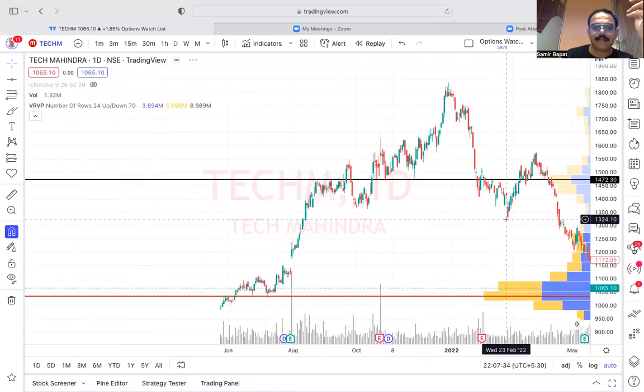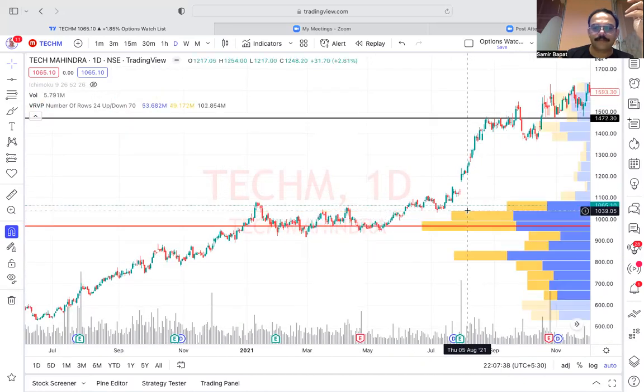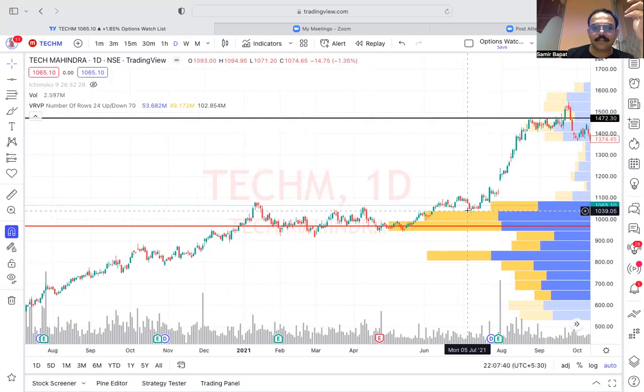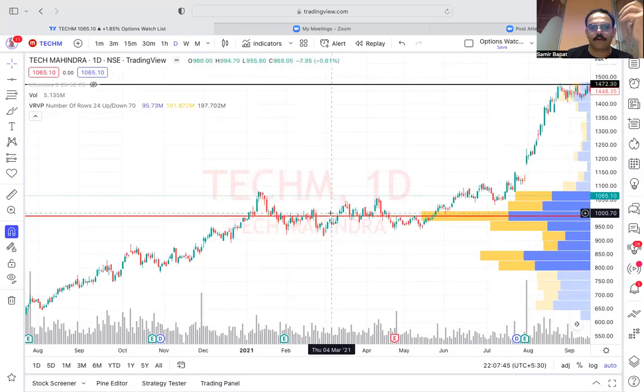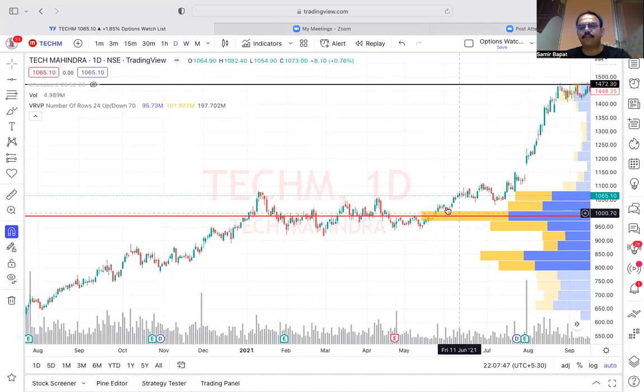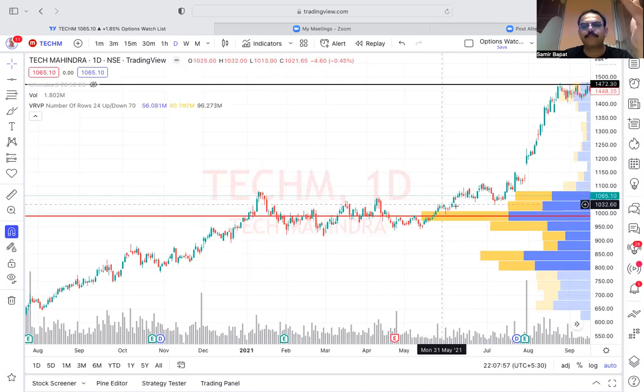The same thing happened last year. If you see the volume profile here, this is last year's volume profile. What happened was people bought almost for 6 months. The buying went on, and then it shot up to 14. So 40% it went up within 2 to 3 months, but it took 6 months of consolidation.